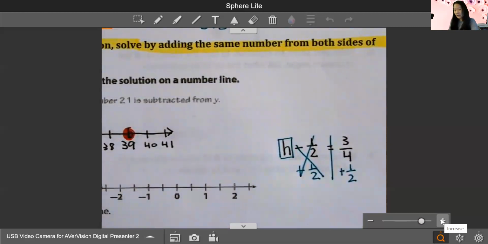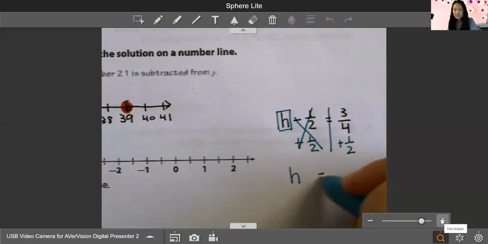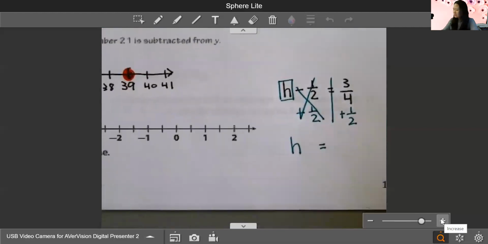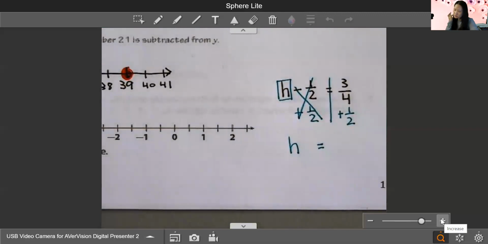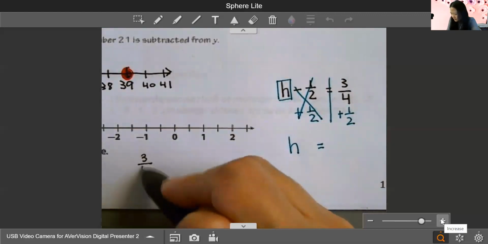Okay, so now the answer is going to be h equals, but I need to do 3/4 plus 1/2. Now, instead of doing that in my head and instead of turning it into a decimal, this time I'm going to model that as a fraction. So what I'm going to do is write right here 3/4 plus 1/2.